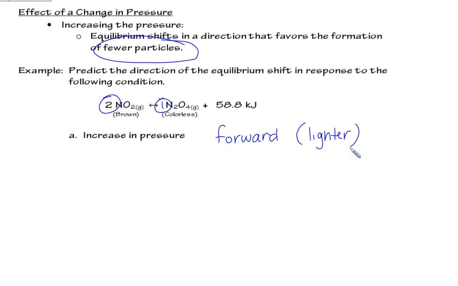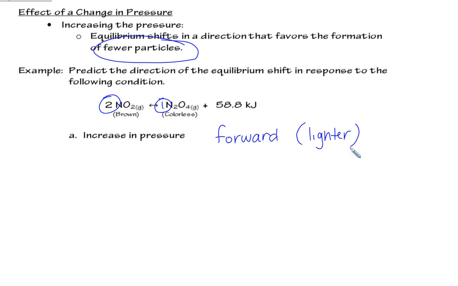If you're shifting forward to form fewer particles, which should help relieve the pressure, you're shifting toward that colorless gas. So it should get lighter. Now when this thing is at equilibrium, there's nothing that's zero. It's not like it just goes forward, makes colorless gas, and done. If that were the case, it would be completely colorless. It's always going to have this reversible arrow. So at equilibrium, there's like 2 parts brown gas, 1 part colorless gas.